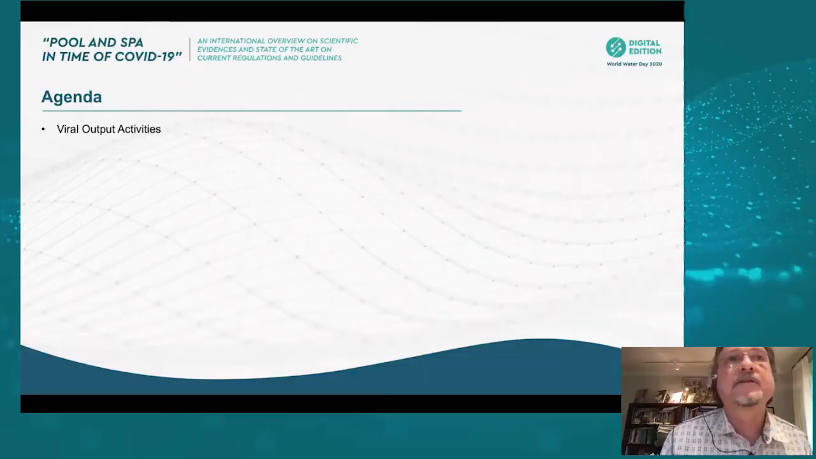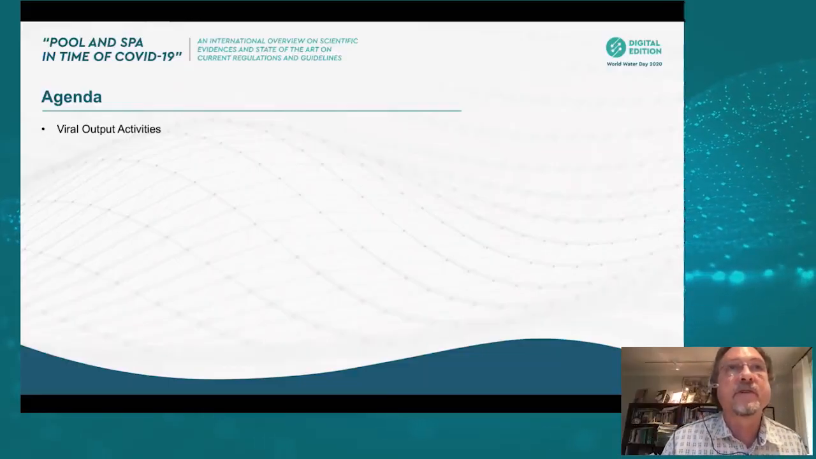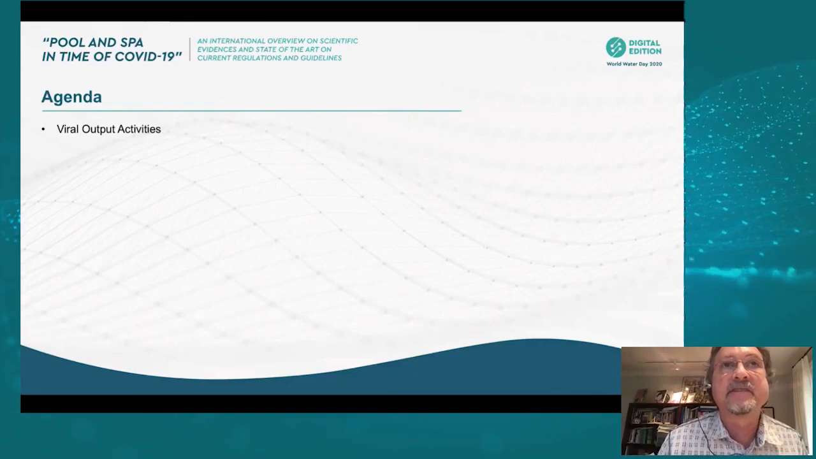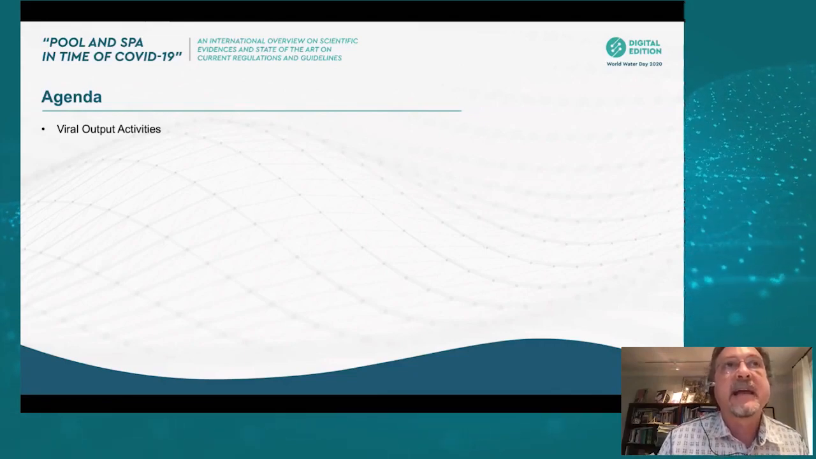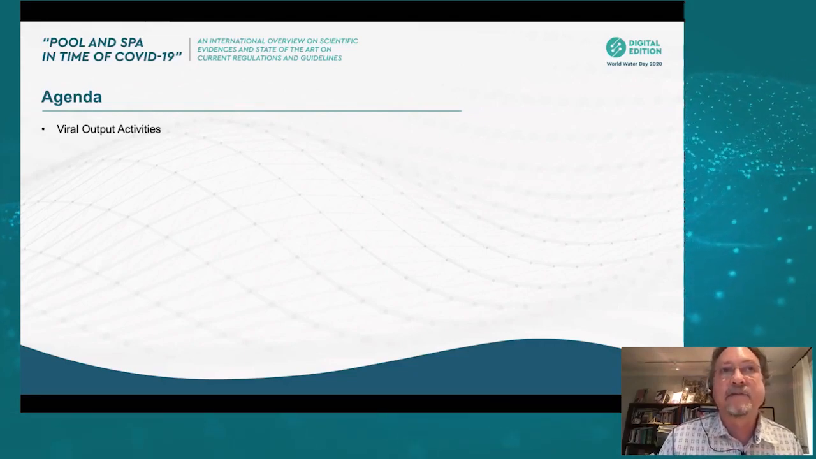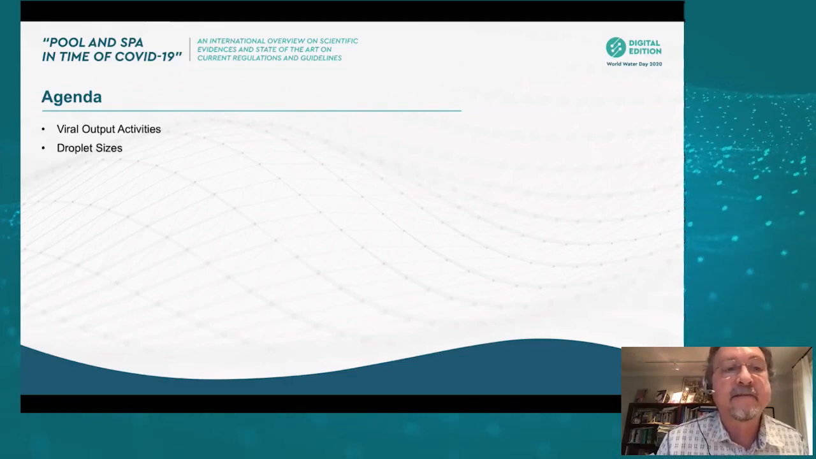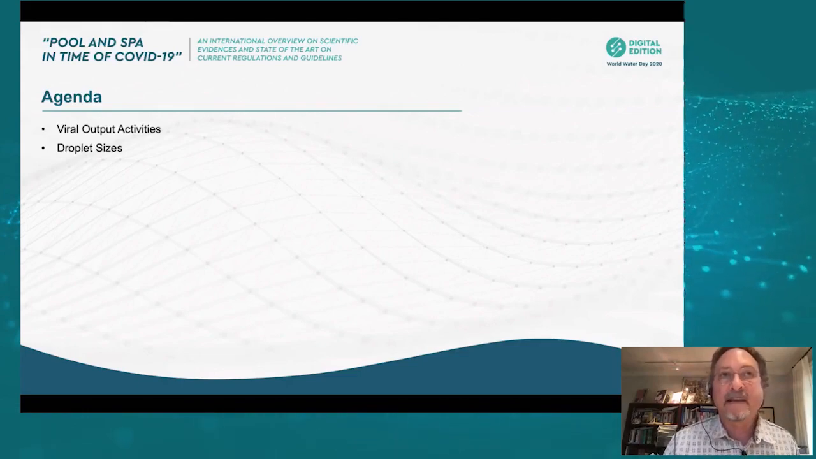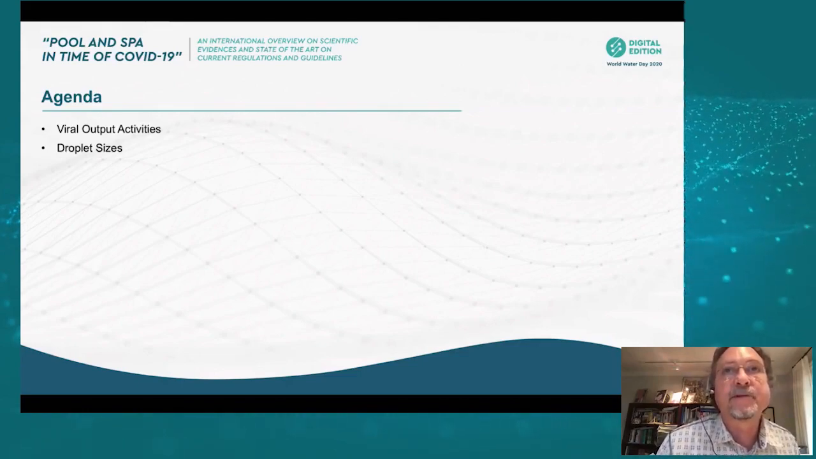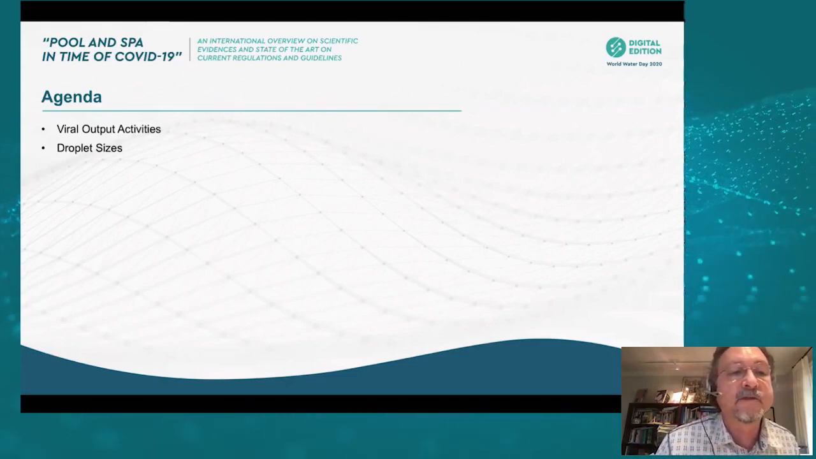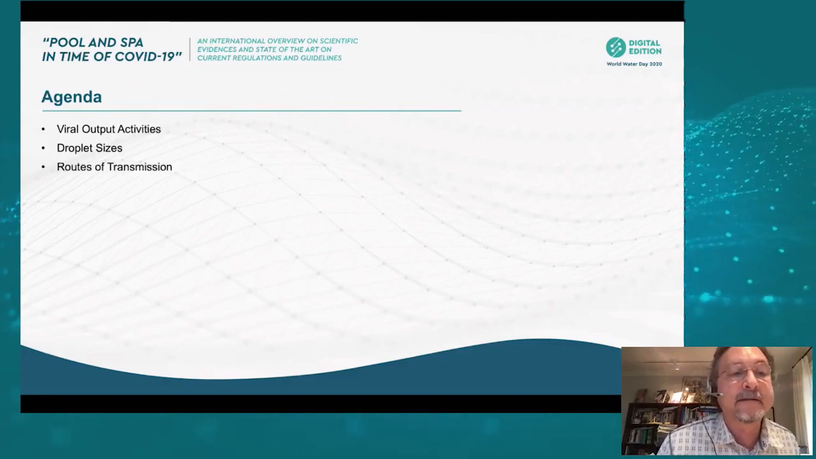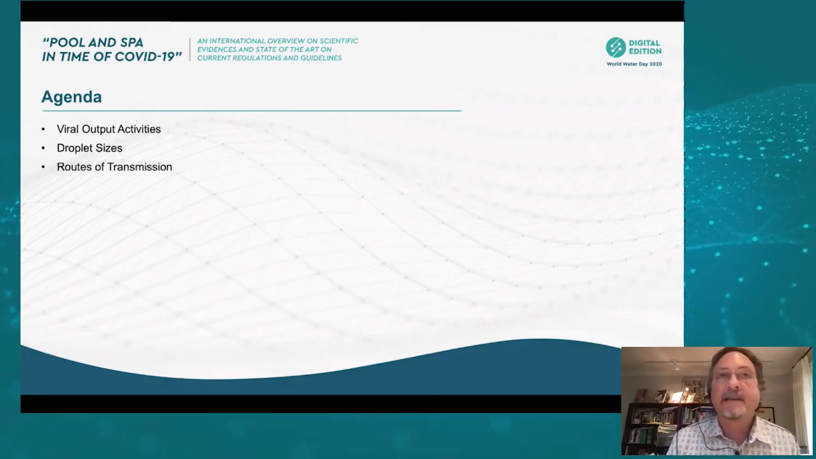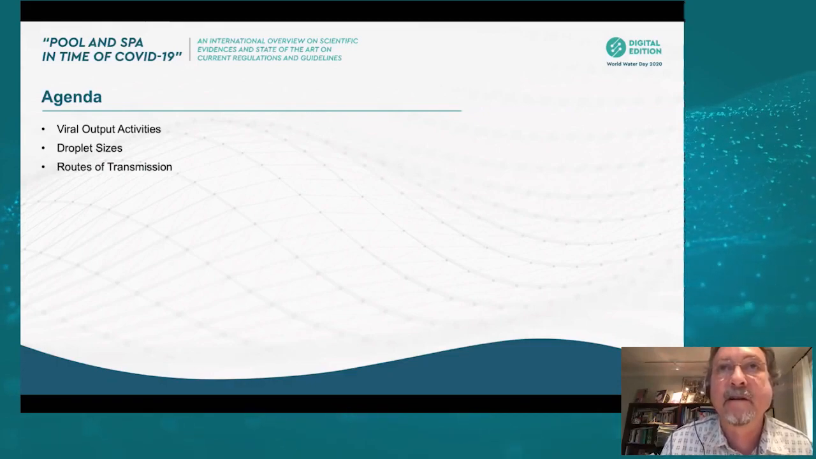So we're going to look at this from a beginning to end sort of analysis, starting with the viral output activities. That is, what kinds of activities are there, respiratory activities or others that produce viral output from people. We'll take a look at the different droplet sizes briefly to distinguish between the large droplets and aerosols and what's the difference there and why does it matter. That's related to the different routes of transmission of the virus.